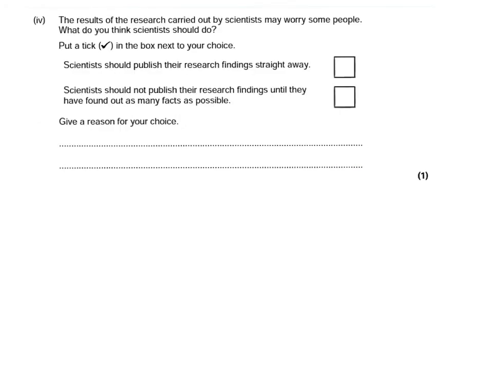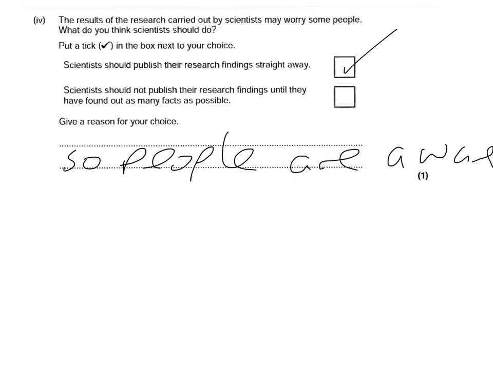And the final part of question 2, you're given the idea that the results of the research carried out by scientists may worry some people. What do you think scientists should do? Please put a tick in the box next to your choice. And the idea is that scientists should publish their research findings straight away, or that scientists should not publish their research findings until they have found out as many facts as possible. Now, there's no right answer for this. You could have either box as long as you've justified your choice. So if I tick the first box, saying that they should publish it straight away, you can write down a reason why, which is so people are aware there may be a risk.